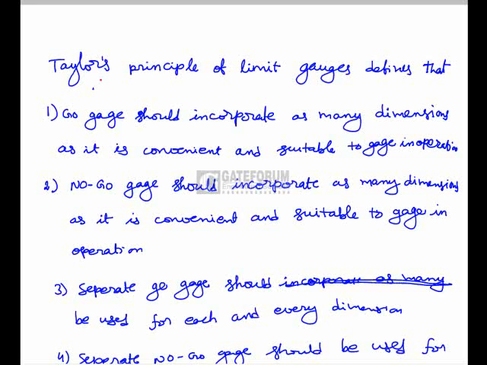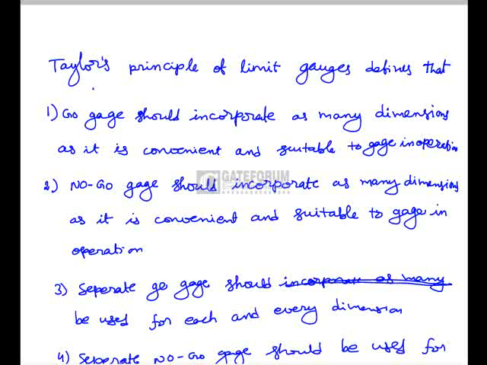Taylor's principle of limit gauges defines the following four statements. First, the go gauge should incorporate as many dimensions as is convenient and suitable to gauge in operation. Second, the no go gauge should incorporate as many dimensions as is convenient and suitable to gauge in operation. Third, a separate go gauge should be used for each and every dimension. Fourth, a separate no go gauge should be used for each and every dimension.